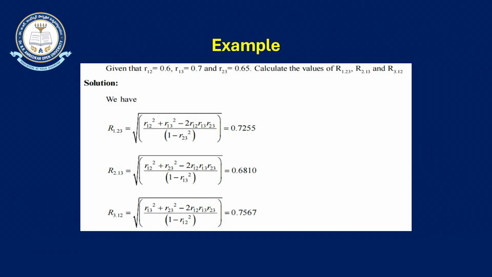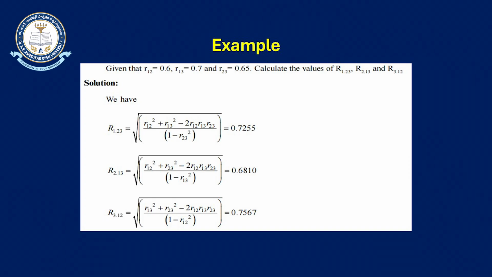So, R1.23 equal to root over R12 whole square plus R13 whole square minus 2 R12, R13, R23 divided by 1 minus R23 whole square, equal to 0.7255. Similarly, R2.13 equal to root over R12 whole square plus R23 whole square minus 2 times R12, R13, R23 divided by 1 minus R13 whole square; substituting the above values directly, it is 0.6810. R3.12 equal to root over R13 whole square plus R23 whole square minus 2 times R12, R13, R23 divided by 1 minus R12 whole square, so that it is 0.7567.